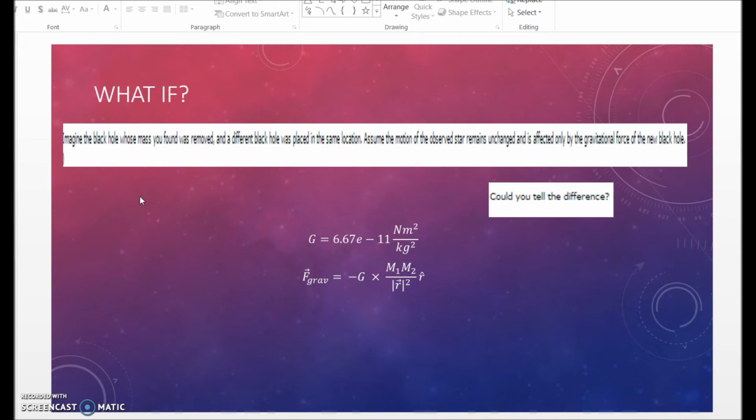So the what-if question states: imagine the black hole whose mass you found was removed and a different black hole was placed in the same location. Assume the motion of the observed star remains the same and is affected only by the gravitational force of the new black hole. Could I tell the difference? No, I can't tell the difference, because if the motion of the star is unchanged and the data points in the star data file are the same, then there is no alternative gravitational force to calculate. My G is going to be the same, my mass for the star is going to be the same, the change in position would be the same, and the unit vector as well. So I can't tell the difference.